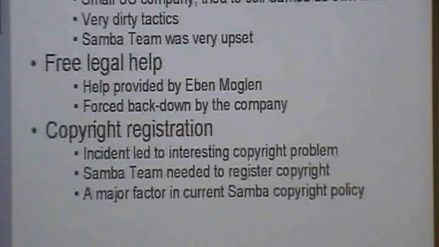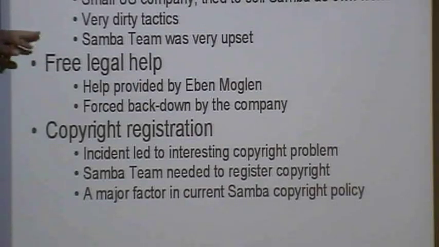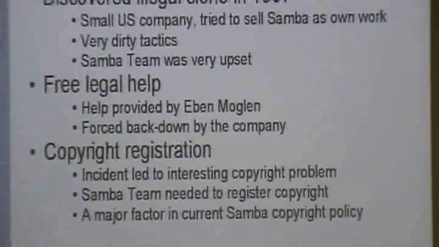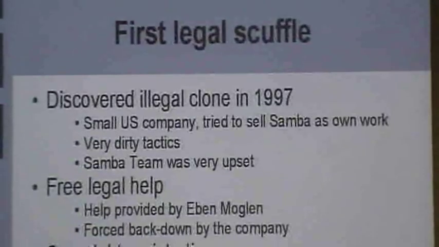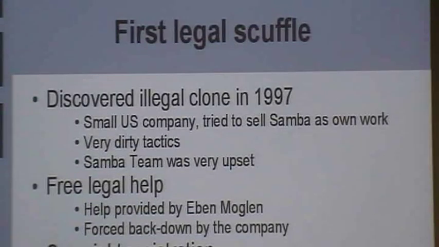So the first legal scuffle happened in 1997, where I mentioned this one at a previous talk. There's a small US company tried to sell Samba as their own work. They sort of tried to claim that they wrote it all. They filed all their copyrights off, changed all the names of the authors and claimed they wrote it. Very dirty tactics. And the Samba team, we got quite upset about this. Because we got upset really because they weren't crediting us with the work. They were claiming it was their work.